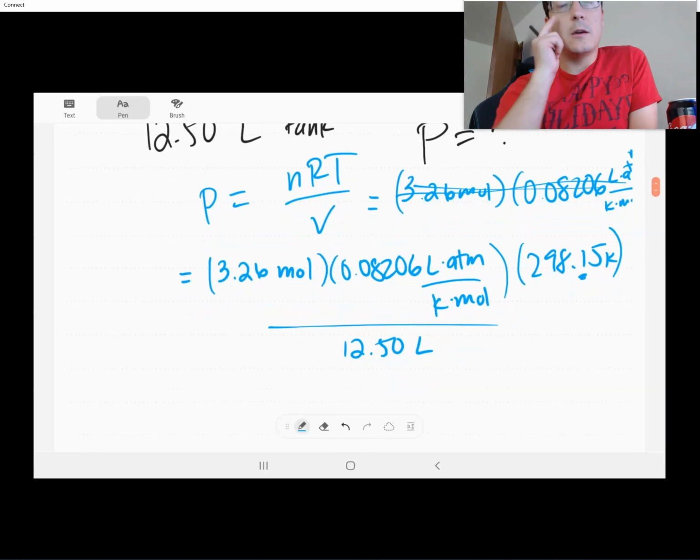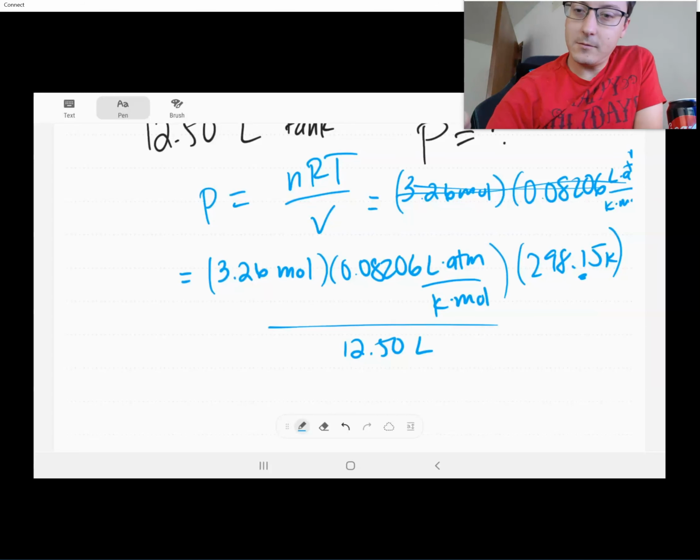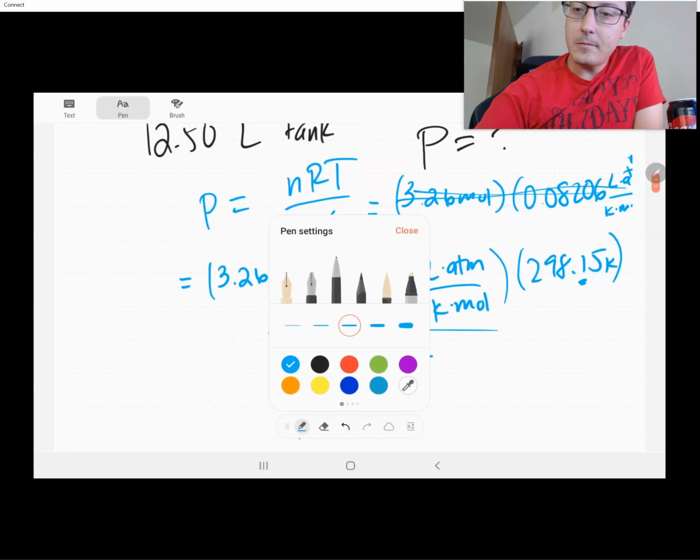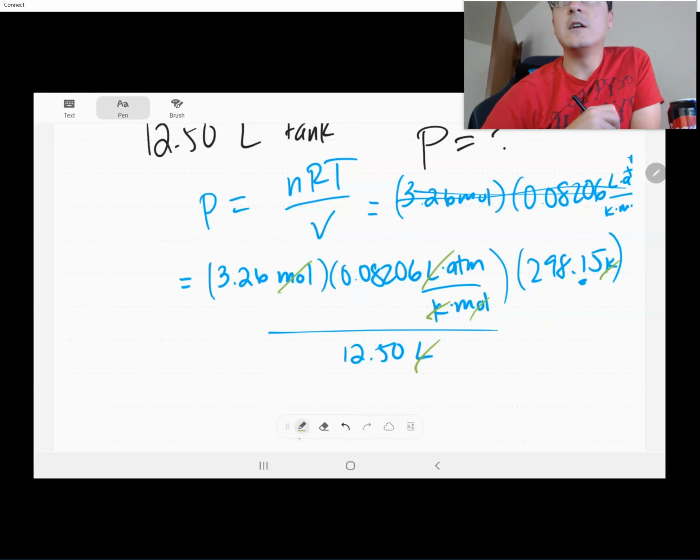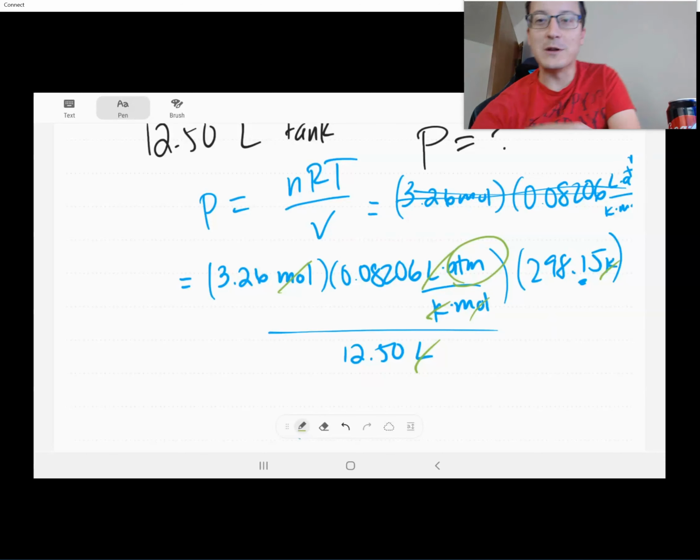What about the volume, Zoe? Okay, cool. Moles will cancel with moles, kelvins cancel with kelvins, liters with liters. I think she was actually talking about the tank volume, being the gas volume. I know, unfortunately, volume for loudness and volume for amount of space.